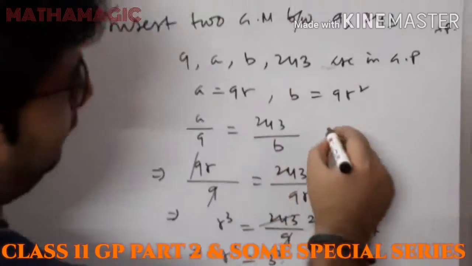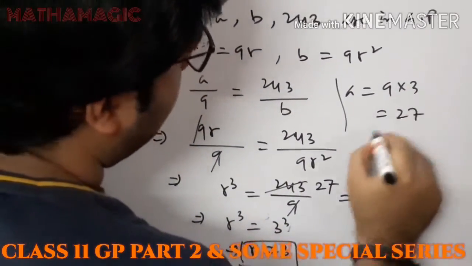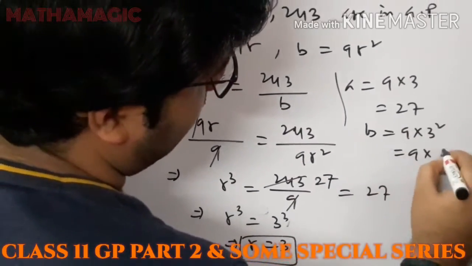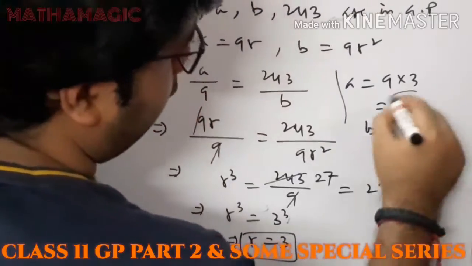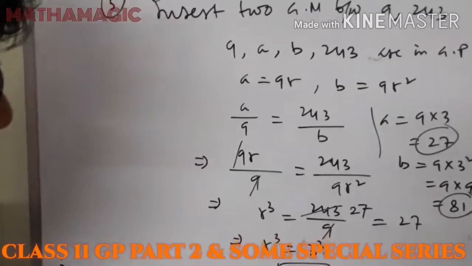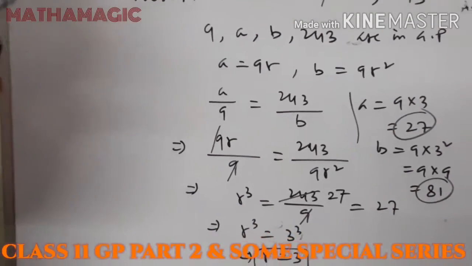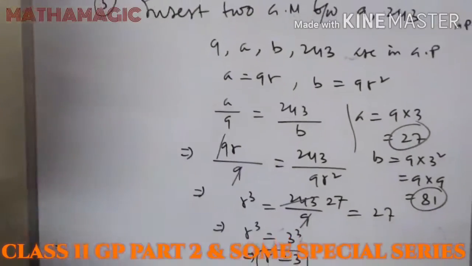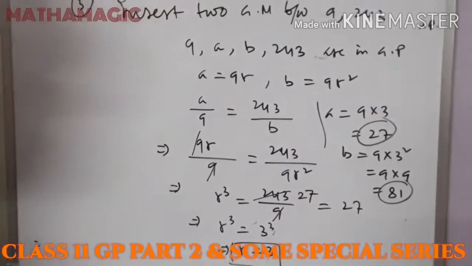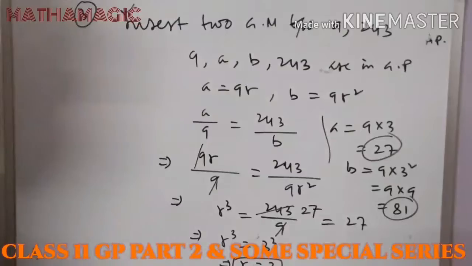So we can easily find the value of A. A is equal to 9 into 3, that is equal to 27, and B is equal to 9r square, that is 9 into 3 square, that is 9 into 9, that is 81. So these are the two GMs between 9 and 243. See that 9, 27, 81 and 243 are in GP. It will always follow the same rule. In solving these kinds of problems, you just have to follow the procedure shown in this problem. So please note it down so that we can move to the next one.